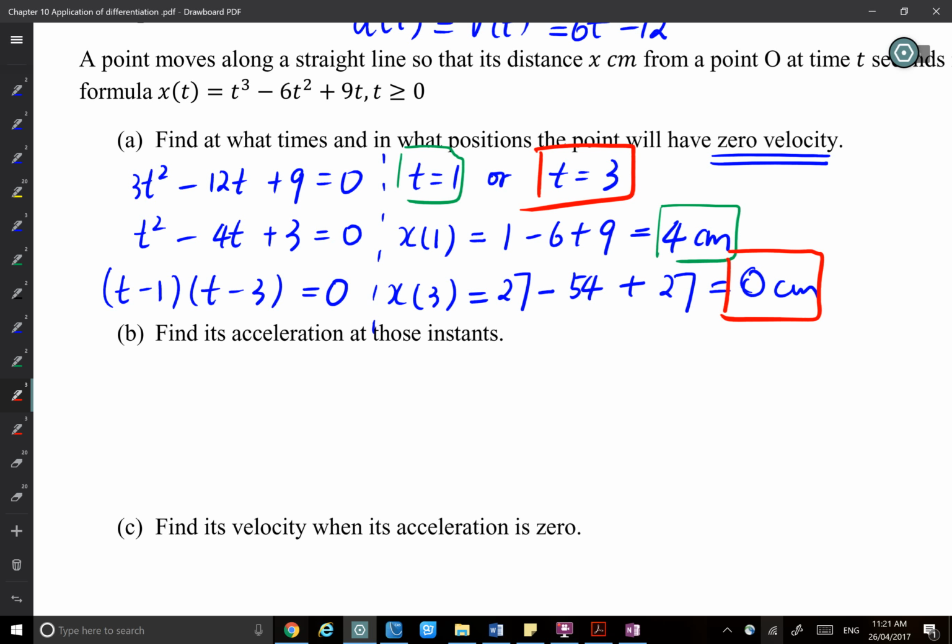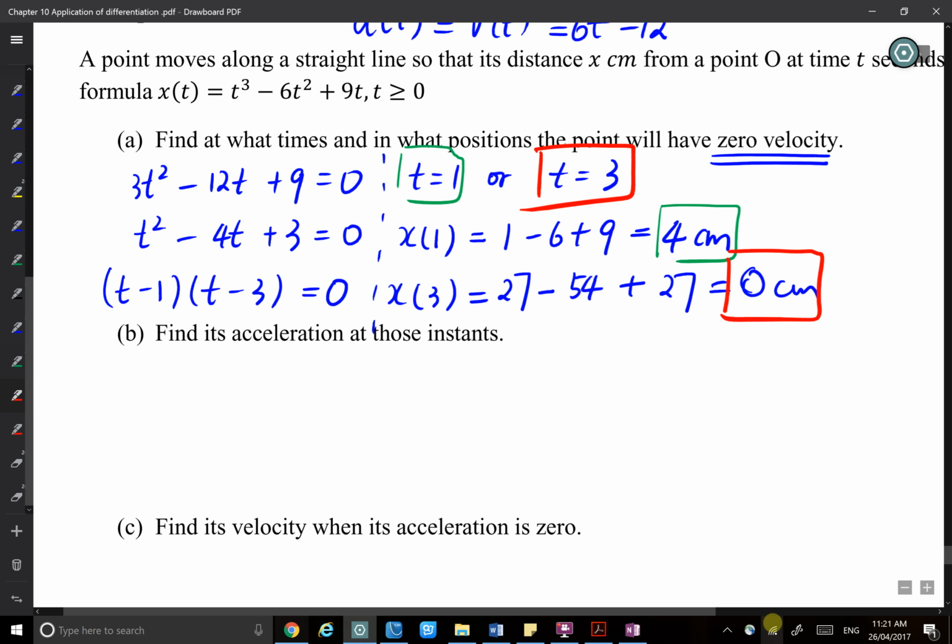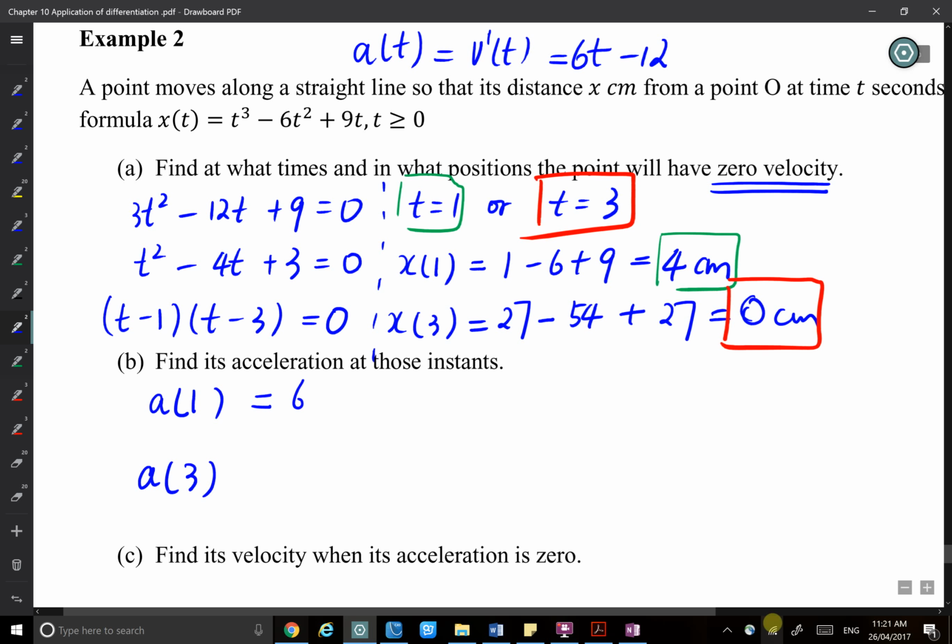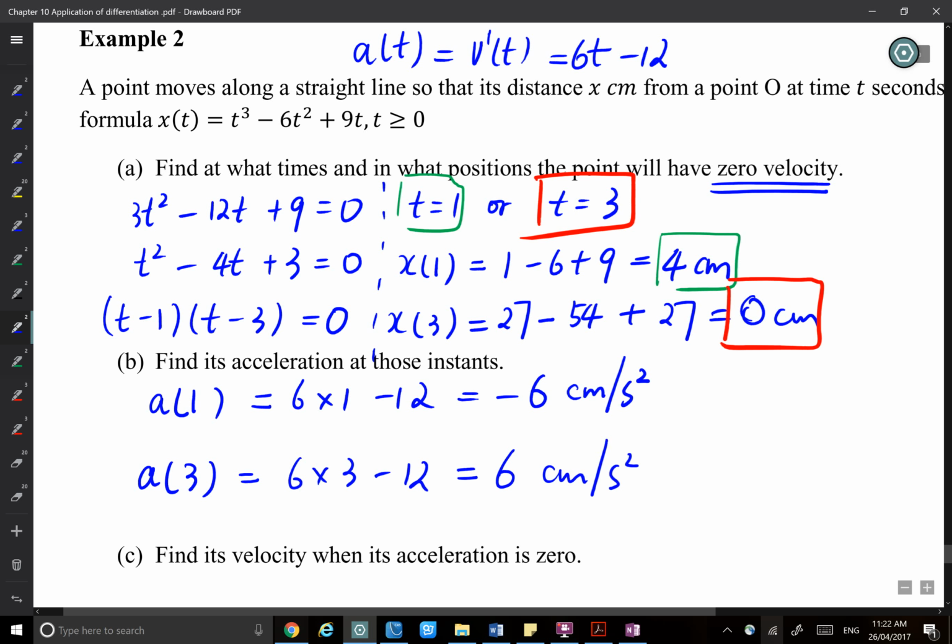Find its acceleration at those instants. Okay, acceleration. So you want to find the acceleration at 1 and at 3. So a(1) equals 6 times 1 minus 12, which is minus 6 centimeters per second squared. a(3) equals 6 times 3 minus 12, which is positive 6 centimeters per second squared.